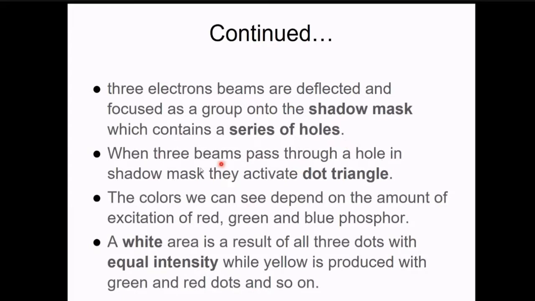Once the beam passes through a hole, it will activate a dot triangle that contains these 3 colors, and depending on the amount of excitation of the red, green, and blue phosphor, we'll be able to see different colors. A white area is a result of all 3 dots with equal intensity, while yellow is produced with the green and red dots, and so on. So basically, if you want a different range of colors, you have to set the intensities accordingly. That is the basic fundamental of the shadow masking technique, a very simple thing that you need to follow.